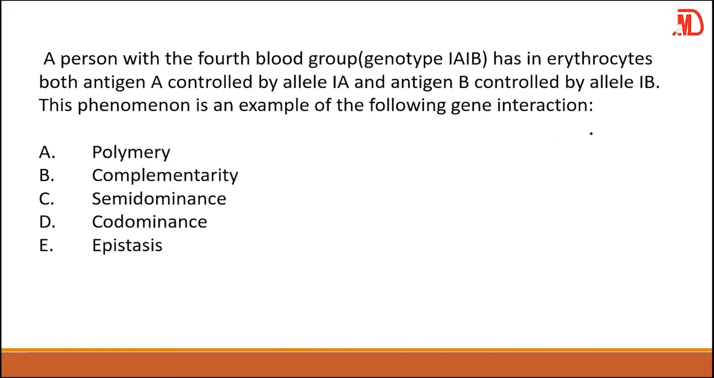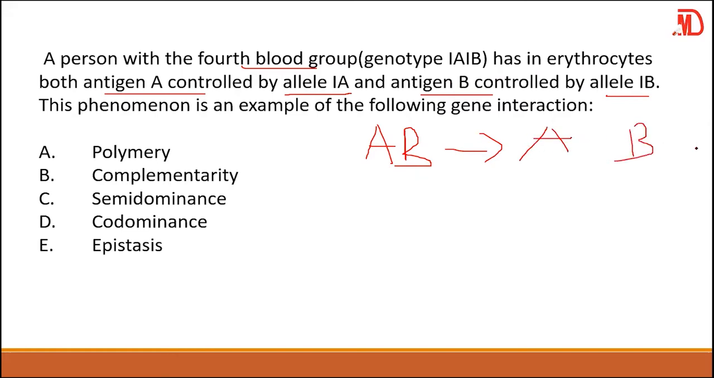A person with a fourth blood group. That means blood group what? AB. Blood group AB. I know we have discussed extensively under biology on blood groups. It has in the erythrocyte both antigen A controlled by allele A and antigen B controlled by what? Allele B, of course. What it means is that AB contains A and then B. Blood group A and blood group B combined together form the AB, which we all know.